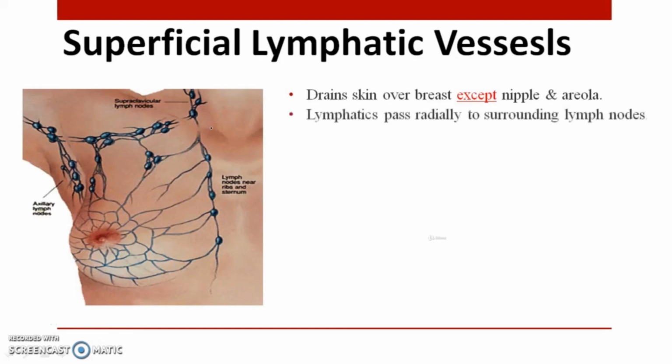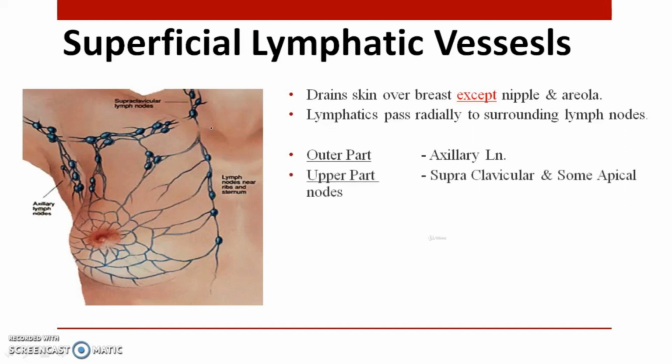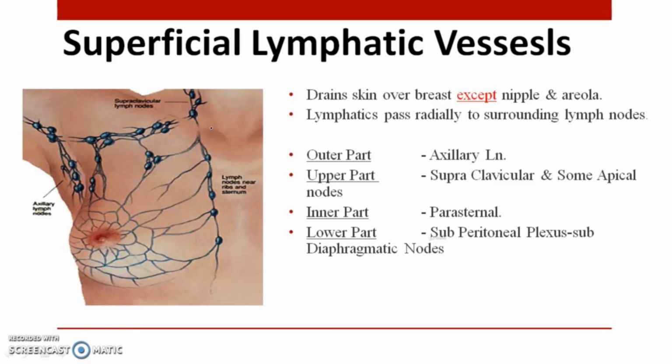The lymphatics pass radially, that is laterally, to the surrounding lymph nodes. Whatever lymphatics are present in the skin region are going to pass laterally or radially to the surrounding lymph nodes. The outer part is getting drained into axillary lymph nodes, the upper part is getting drained into supraclavicular or apical lymph nodes, and then the inner part is getting drained into parasternal lymph nodes. Then the lower part is getting drained into the subperitoneal plexus or subdiaphragmatic lymph nodes. So these things you have to remember.